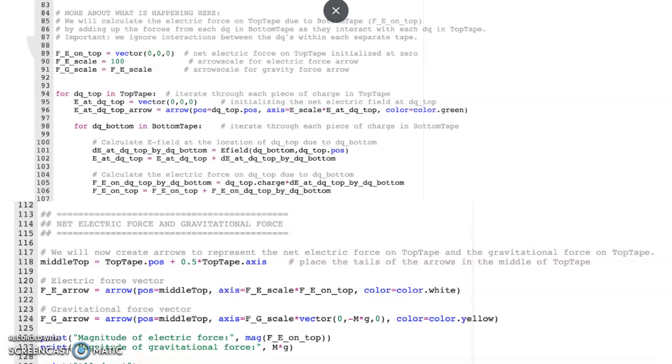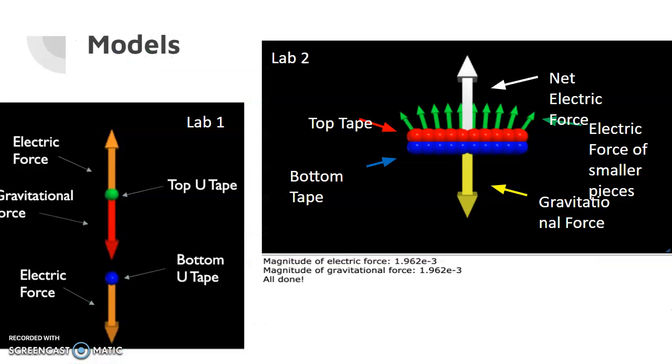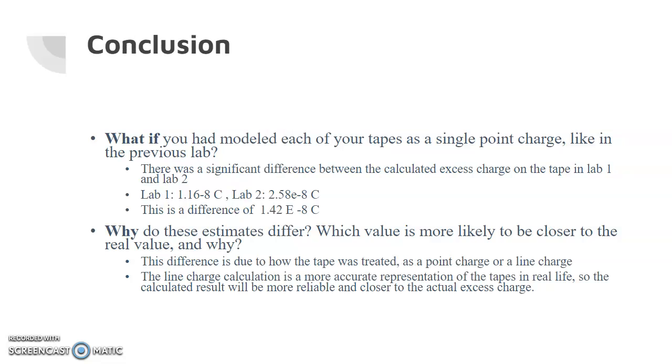You can't see it, but the arrow scale is 1 times 10 to the negative 5. And these are the models. I put up lab one here so we could compare the different visualizations, because in the conclusion questions, I'm pretty sure they asked about the two. These are what the GlowScript printed out.